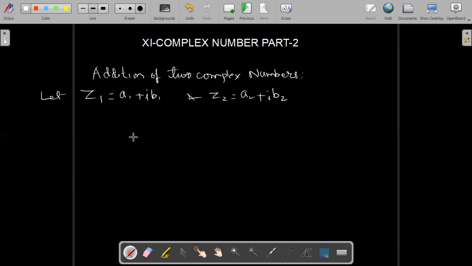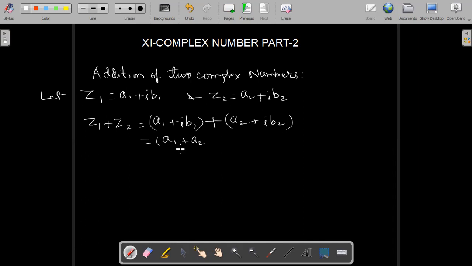Then we have to find the sum of these two numbers, that means z1 plus z2. When we are adding a1 plus iota b1 with a2 plus iota b2, we have to add the real part and imaginary parts separately. a1 will be added with a2, and obviously iota will be common and b1 will be added with b2. So there is nothing new in this one. We are adding the like terms.